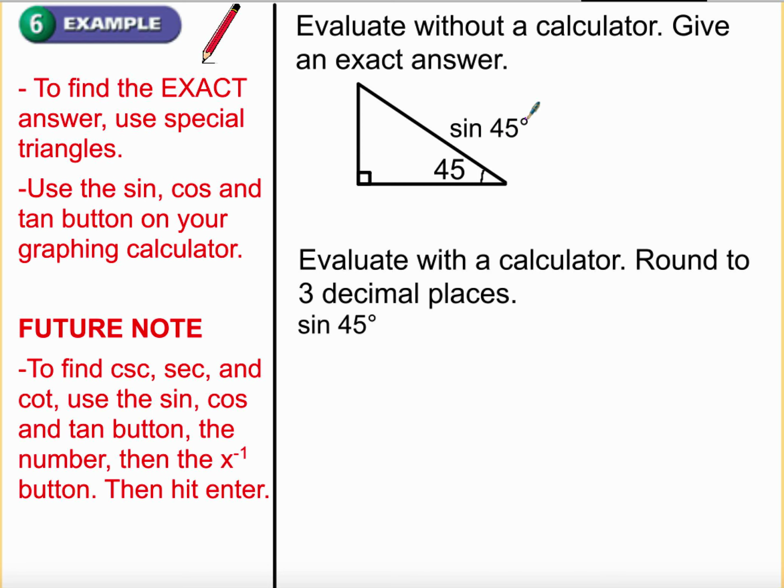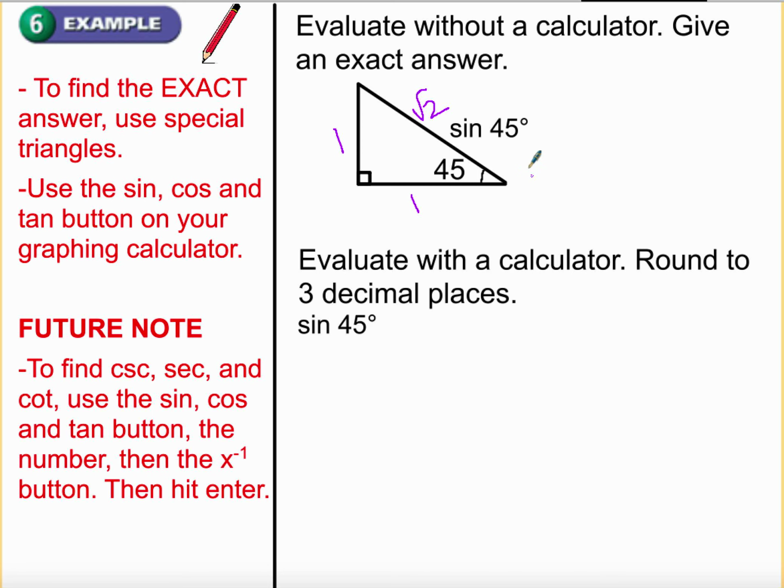Now, as you hopefully recall from our special right triangles, 45-degree angles, my very favorite angle, have legs that have a length of 1 and have a hypotenuse that is the square root of 2. Next, we're going to calculate the sine. Remember, the sine is your opposite divided by the hypotenuse.